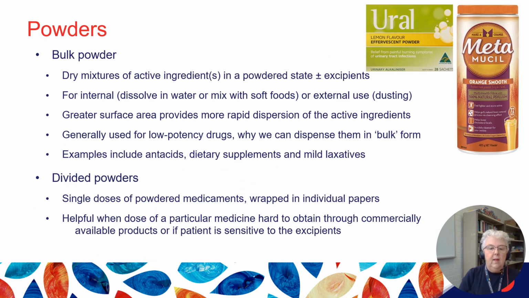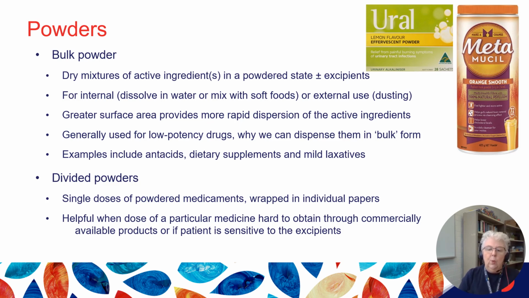So let's look at powders next. Bulk powders are dry mixtures of active ingredients in a powdered state, plus or minus excipients. They're for internal use or external use, such as dusting powders like talcum. We often use these products in babies. Greater surface area provides a more rapid dispersion and absorption of the active ingredients. They're generally used for low potency drugs. That's why we dispense them in bulk form, and things like antacids, dietary supplements and mild laxatives are examples.